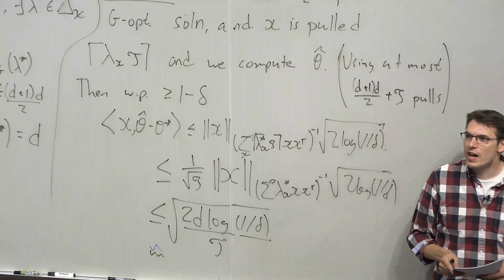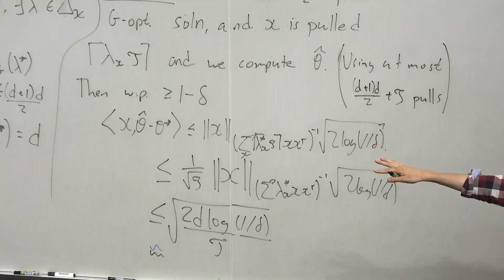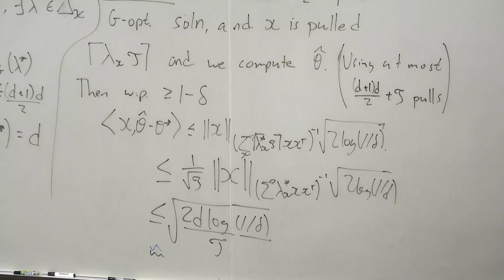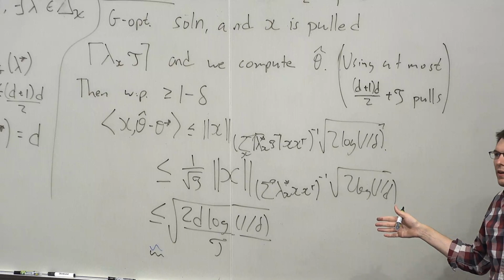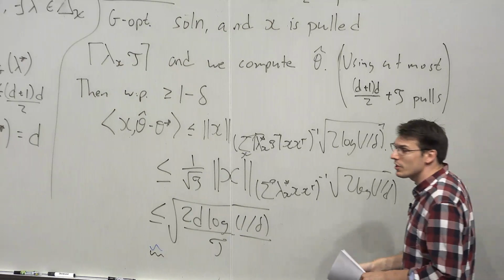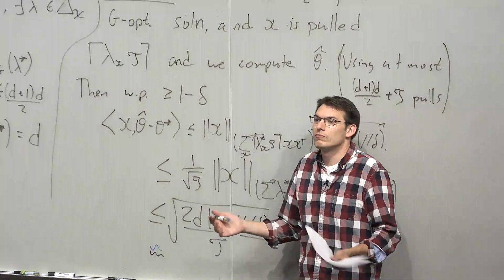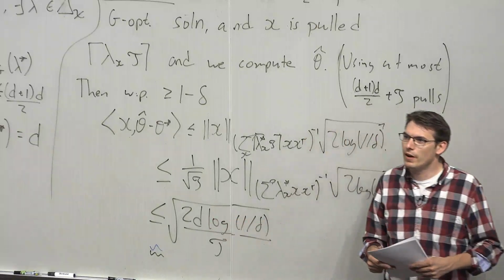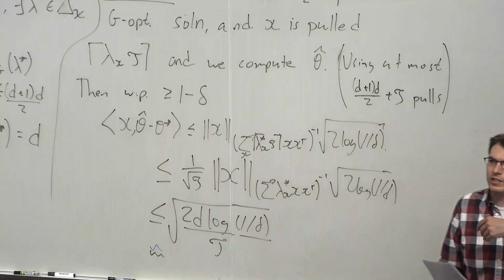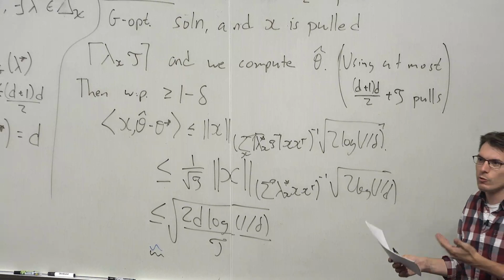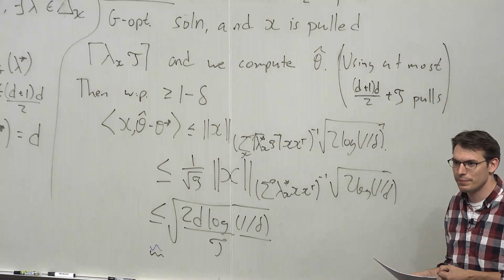And note that in the normal bandit situation, with the standard bandits, this is like pulling every arm tau times, where d there would be equal to n. If I pulled every arm tau over n times, this would be an equivalent statement because you're in n dimensions there.